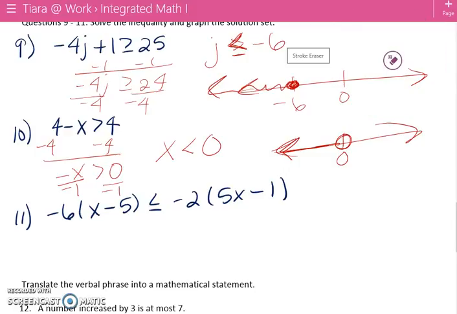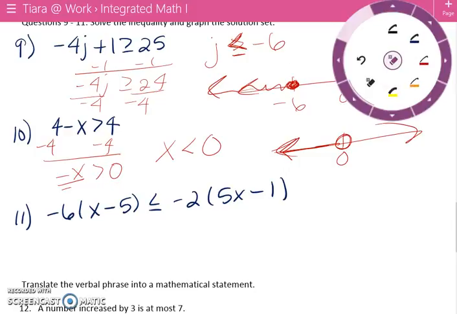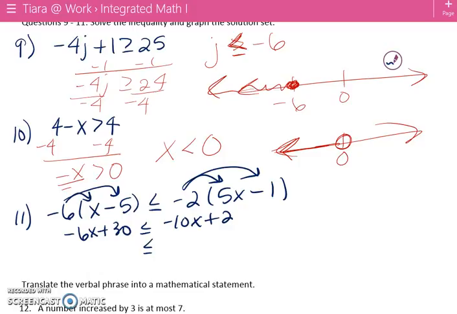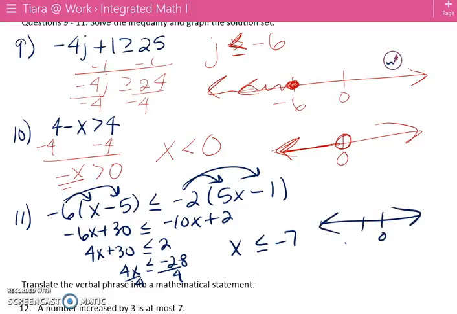All right, number 11, I have a little more work to do to solve. So I'm going to distribute and distribute. So negative 6x plus 30 is less than or equal to negative 10x plus 2. Go ahead and collect my like terms. I'm going to add 10 to both sides. 4x plus 30 is less than or equal to 2. Subtract 30 from both sides, giving me a negative 28. Divide by 4. So x is less than or equal to negative 7. Close that dot, go to the left.